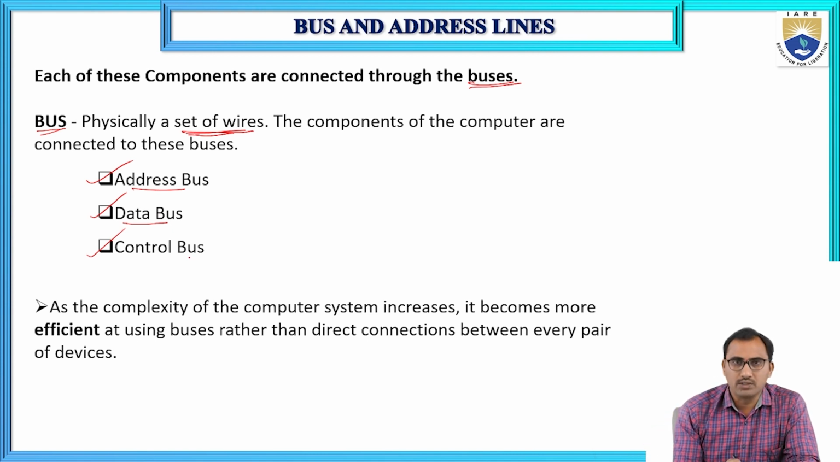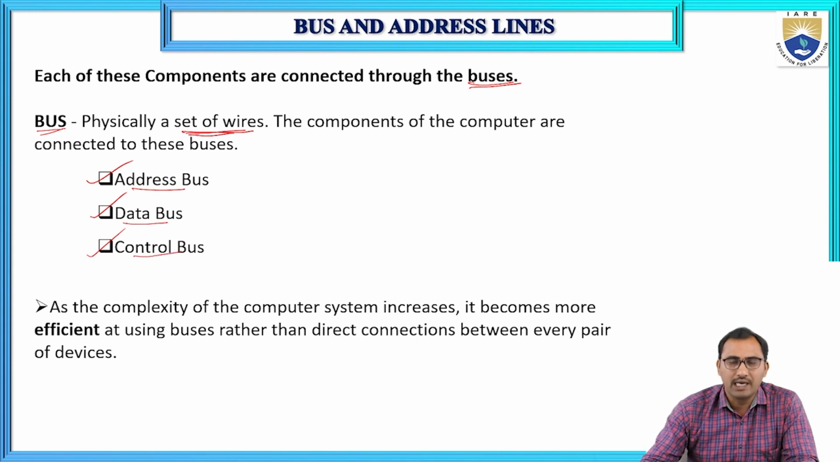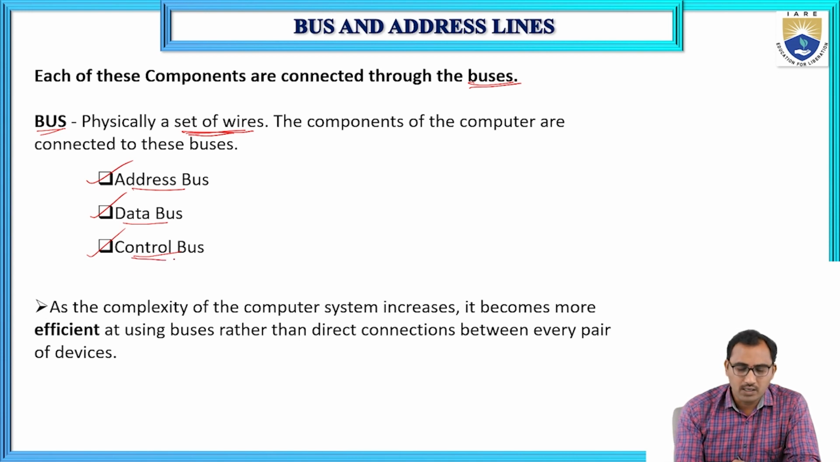And the control bus is a set of wires that can be used to carry control signals. We have different control signals like read, write, reset. Some control signals are there like that. All that control information will be carried by a set of wires. That is called the control bus.